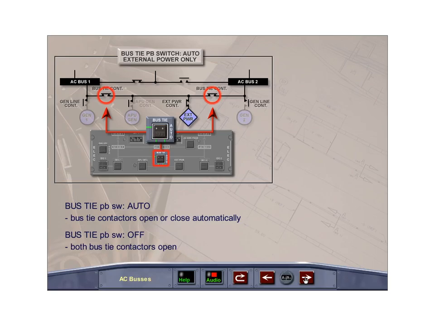Both bus tie contactors will close to allow both AC buses to be powered when there is only one power source, such as when external power is supplying power, the APU generator is supplying power, or one engine-driven generator is supplying power. Only one bus tie contactor will close when there are two power sources supplying power, for example, one engine generator and the APU generator. With the bus tie push-button switch selected off, both bus tie contactors open. Touch the bus tie push-button switch to select it off.